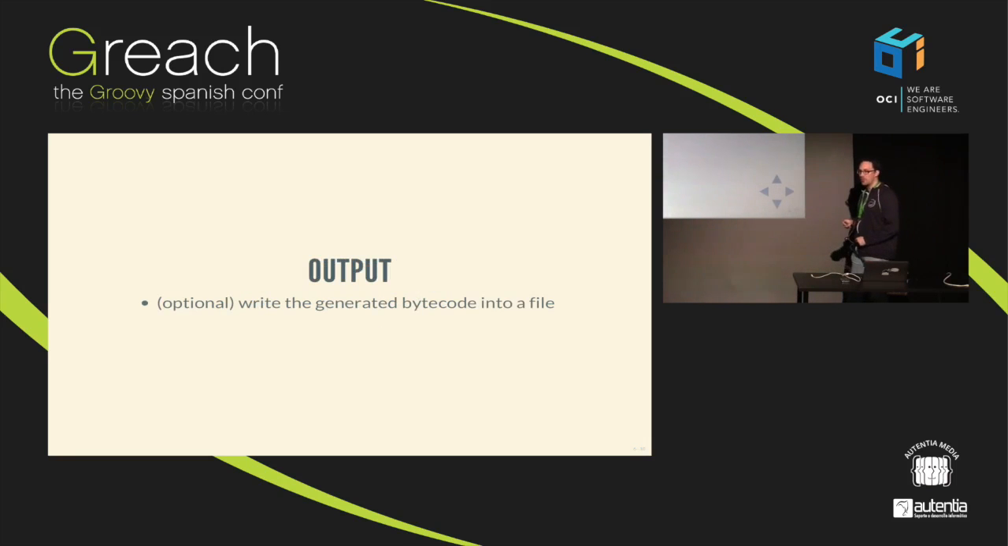After the bytecode generation, we have an optional phase called output. And this one is super easy. Take the bytecode, write it to a file. Obviously, it's optional because if you generate a class at runtime, you don't necessarily want a concrete file on the file system. You can just load the bytecode that you have generated directly from memory. So, a totally optional phase.